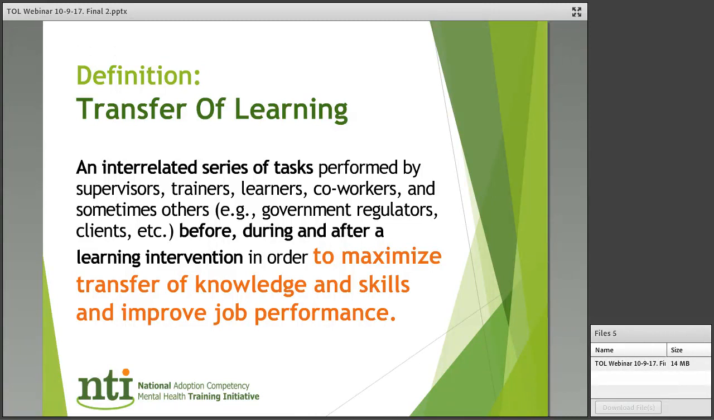So what is the transfer of learning process? The transfer of learning process is an interrelated series of tasks performed by supervisors, trainers, learners, coworkers, and others before, during, and after a learning intervention in order to maximize transfer of knowledge and skills and improve job performance. You can see from this definition that transfer of learning is not just one person's responsibility, but the responsibility of many. We're going to talk more about this idea of before, during, and after the learning intervention and what our strategies are during those different times.